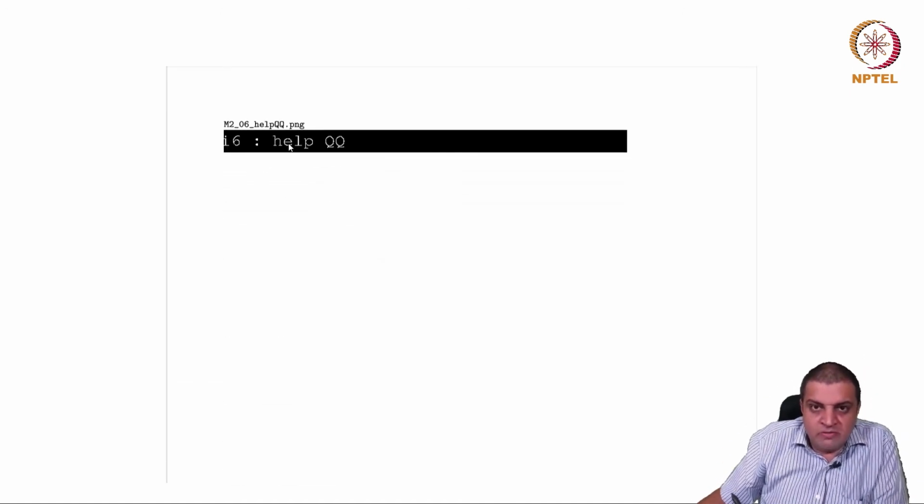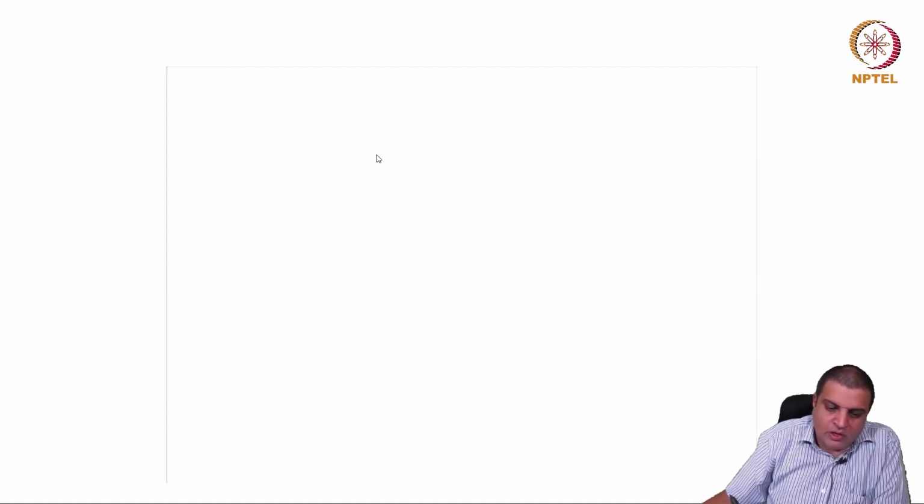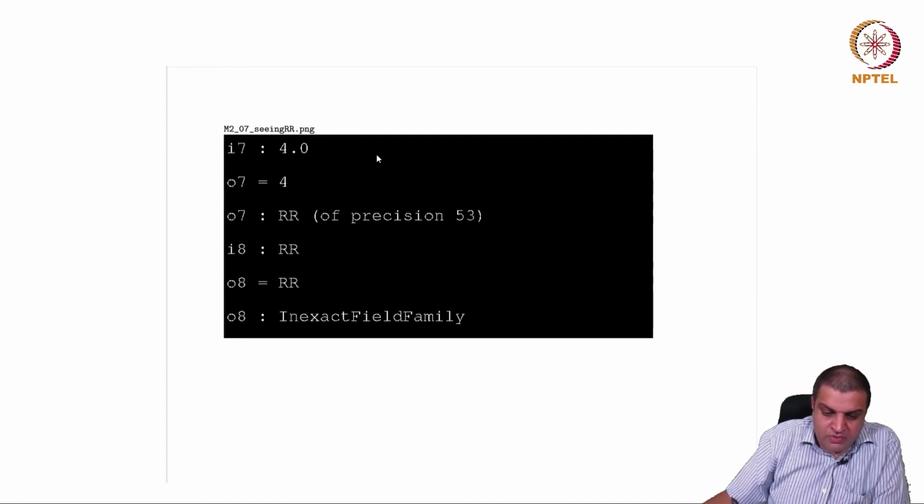So whenever we are confused, we can ask for help. So now I type help QQ, and one has to press enter. Then it will just type a lot of help. It will run into multiple lines, so I'm not showing you what the output is. You can try this yourself. But essentially it tells you what are the things that you can work with in Macaulay, with QQ, what are the things that you can do. It's a long output, so I didn't show it.